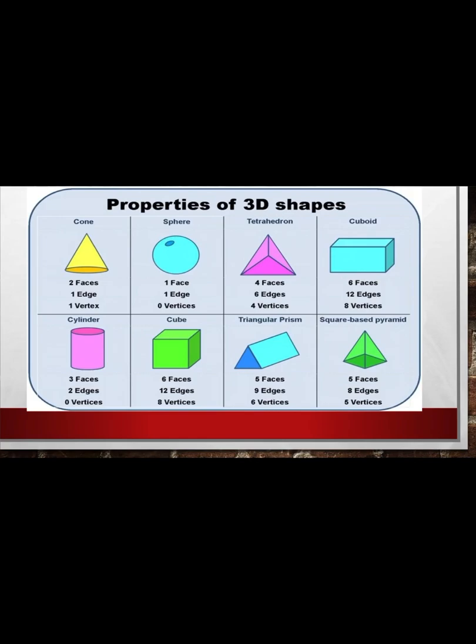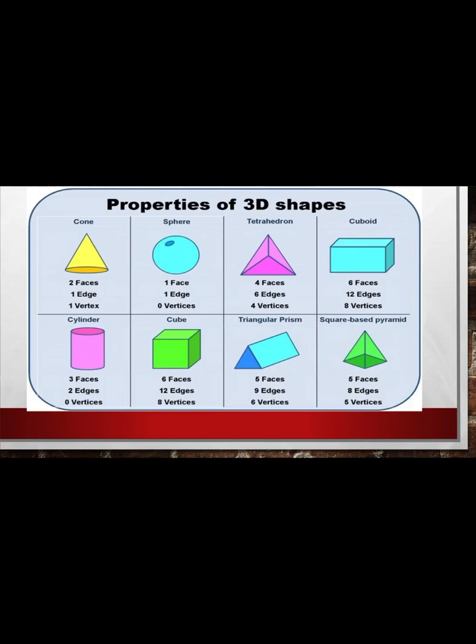Now the properties of 3D shapes. Let me first consider the cone. How many faces does it have? Two faces, one edge and one vertex. In a sphere, one face, one edge, zero vertices. It has no vertex.